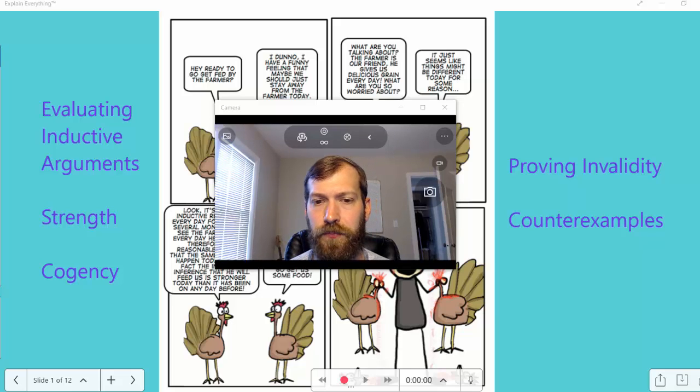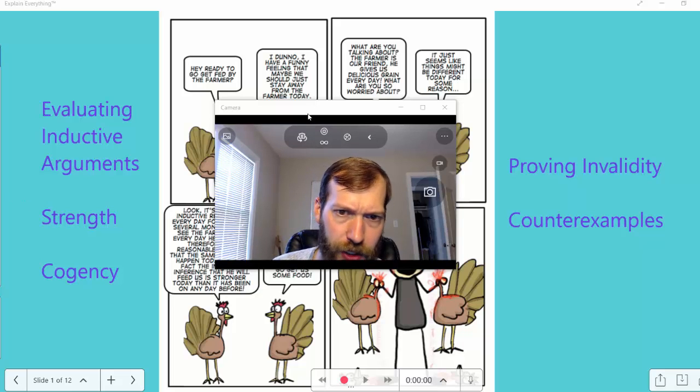Once we're done evaluating inductive arguments, we're going to turn back and look at deductive arguments in just a little bit more detail. What we're going to do in that case is, if we're presented an invalid argument, take a look at how we can prove an argument to be invalid.